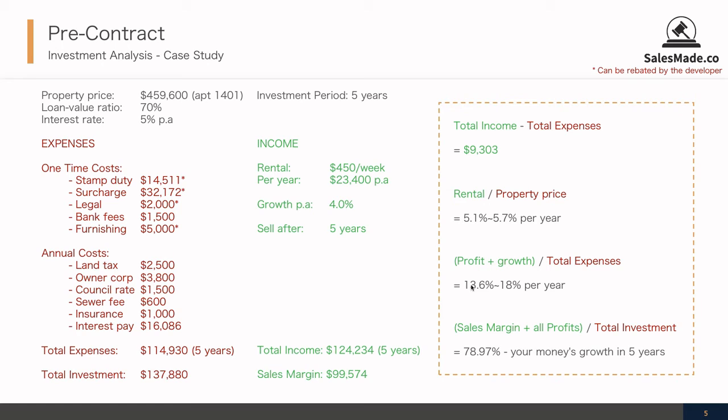That would be about 13.6 or about 18.1% per year. And if you calculate the total of your sales margin after you sell for 5 years and all your profit cash flow for the 5 years and divide it by your total investment, which is this number, you would get close to 80%, as we saw earlier. So this is how we would generate an investment report for ourselves, after working out all those numbers from the Excel spreadsheet.